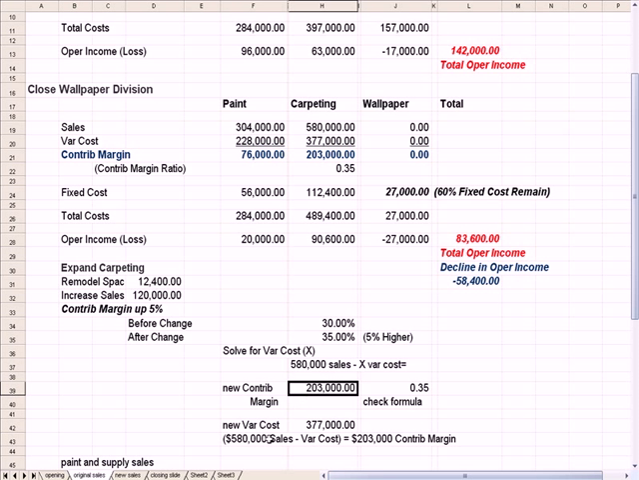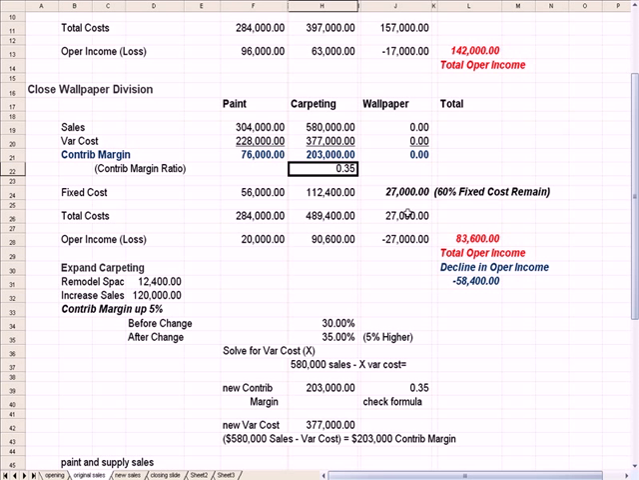So now I have $580,000 in sales less the $203,000 contribution margin I figured out here. And now I can solve for variable costs in the middle, which is $377,000, and I plug that in up here. So now I have a formula where sales minus variable cost equals contribution margin, and the contribution margin divided by sales is 35%. So I know that that works.